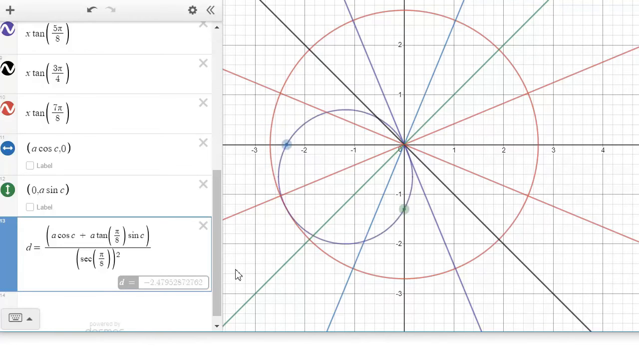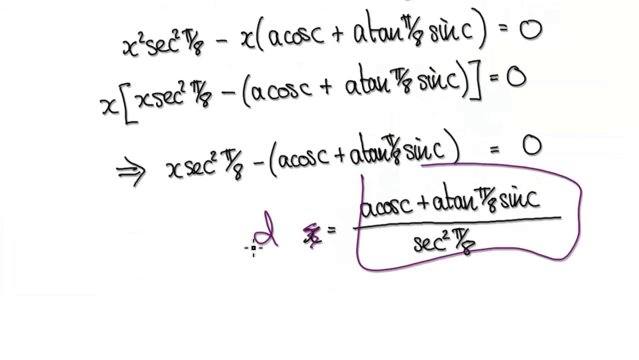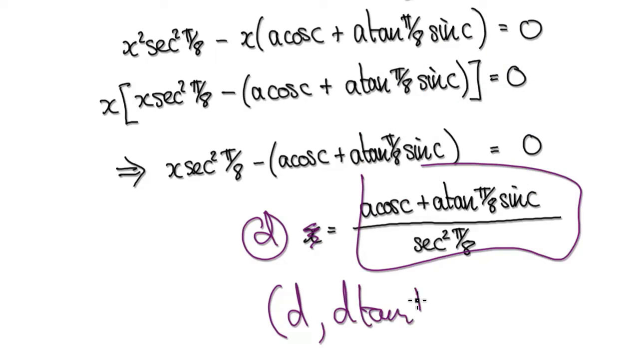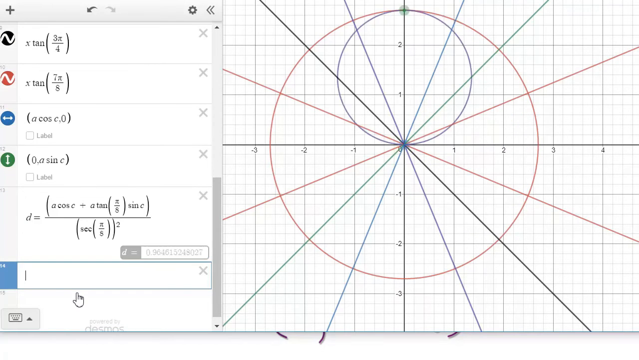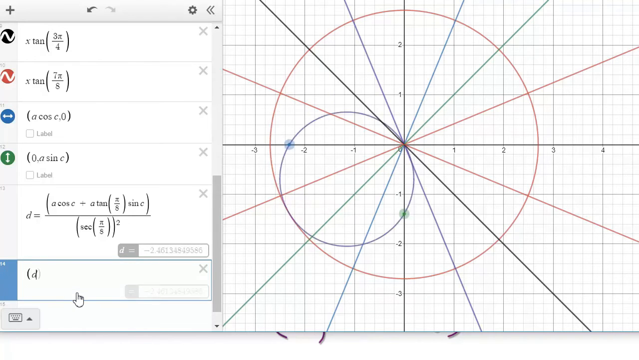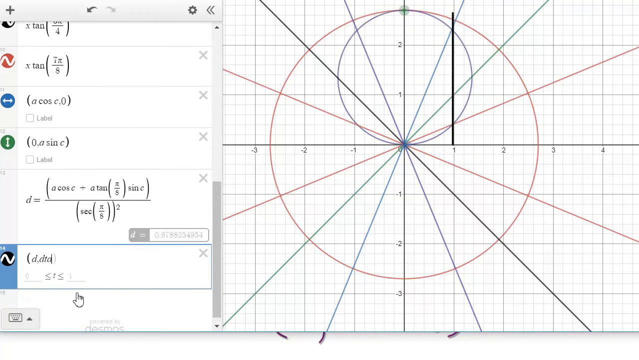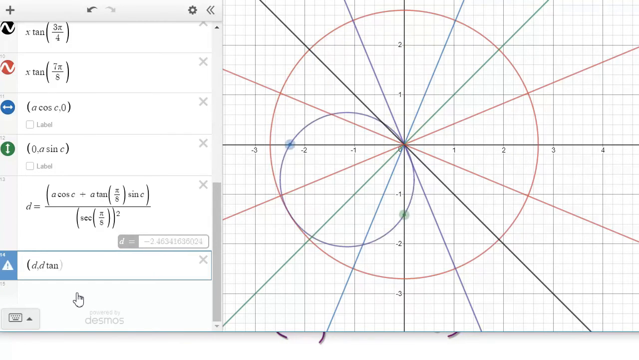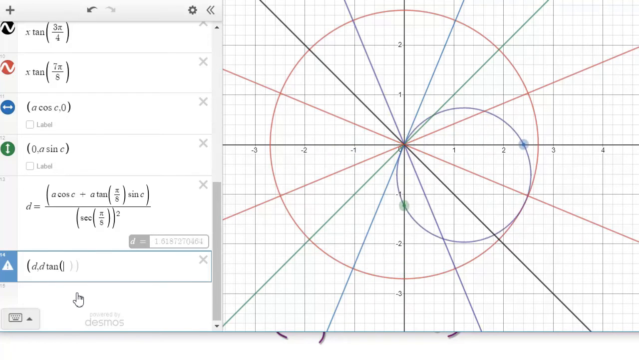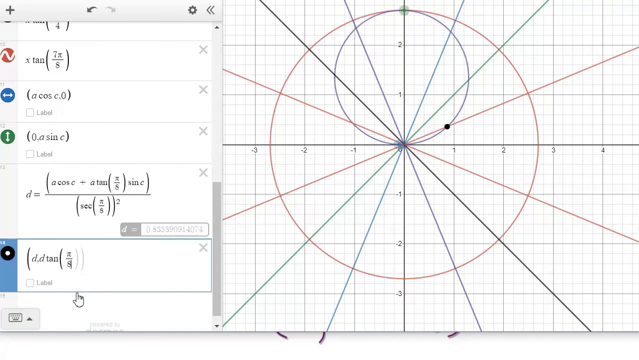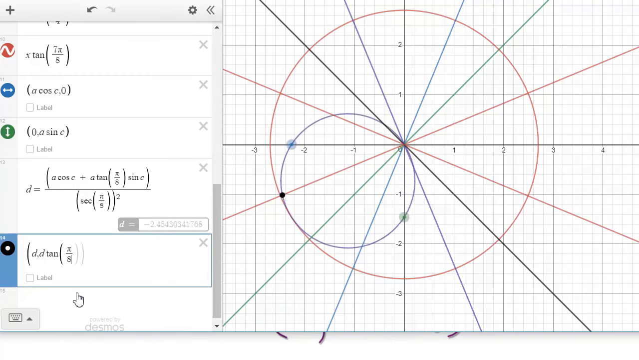So this is just a number at the moment. We've got the number d here. We need to get it to jump to the line. So that line in parametric form will be d, comma, d tan pi divided by 8, close it off. Hopefully it would jump to the line. There, you can see it jumps to the line there.